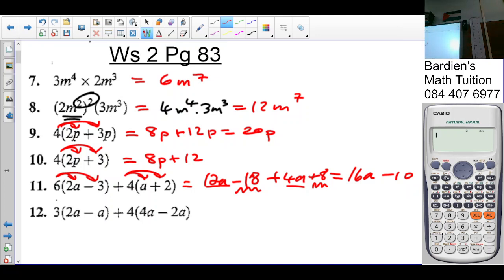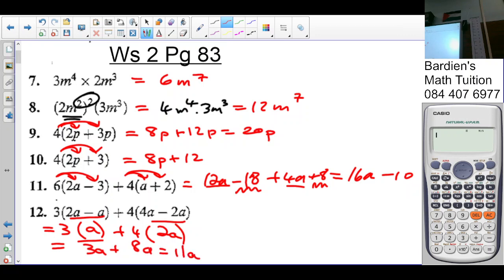But here I can apply commutative first. Why? Because they are like terms. So it's going to be 3 in the brackets. 2a minus a. a plus 4 into 2a minus 2, 4a minus 2a, 2a. That's going to give us 3 times a is 3a plus 8a, which is 11a. Or if you had multiplied it out and then added like terms, you get the same solution. Okay, any problems here?